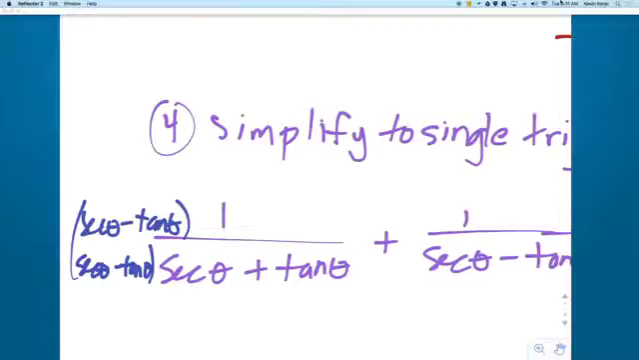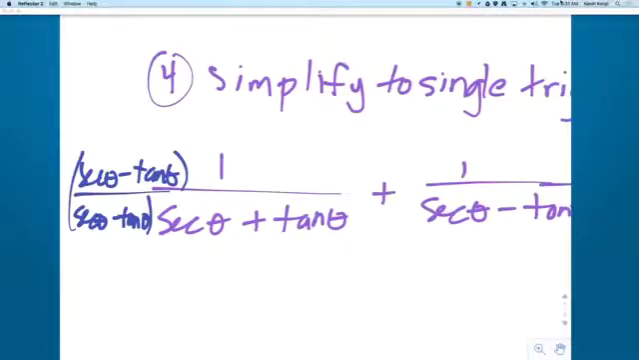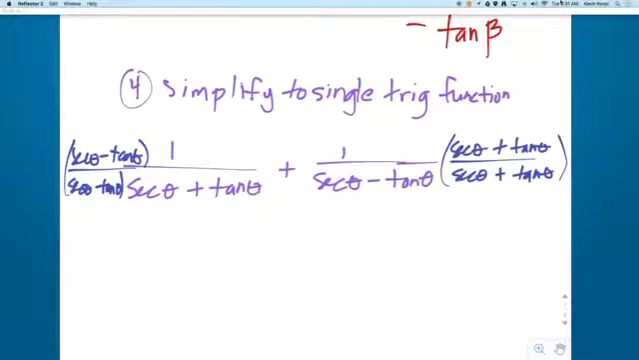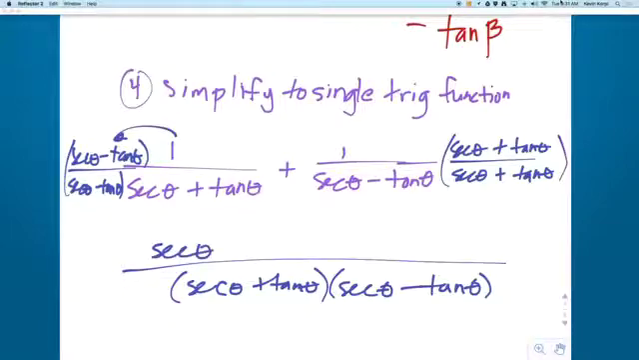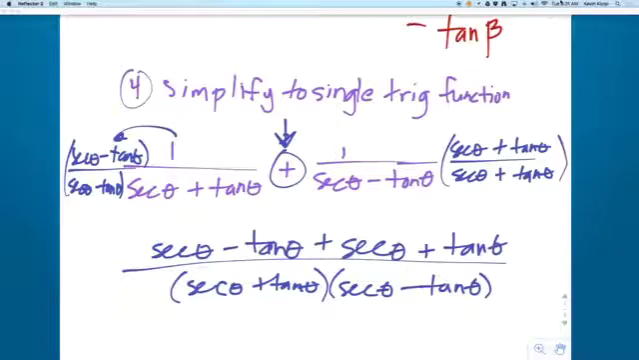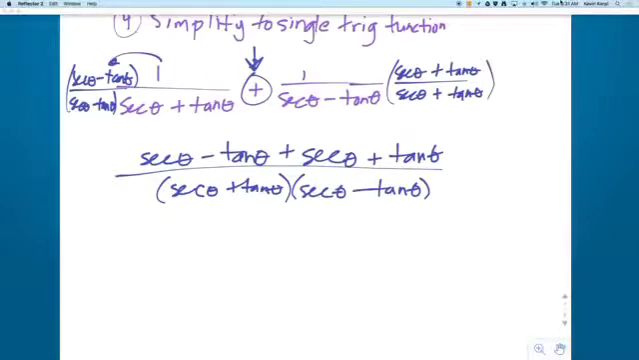Now, when you do this, don't just have them floating out there like that. Always draw the line between them or you'll lose a point for notation. Okay, so now my common denominator is their product. Secant of theta plus tangent of theta times secant of theta minus tangent of theta. And in the numerator, I can just distribute. 1 times that is just itself, so secant minus tangent. And then this is a plus, so it's not as difficult. I'm just distributing a positive 1. So plus secant of theta plus tangent of theta. Had that been a minus sign right there in the middle, I would then need to distribute it to the secant plus tangent. So now that you've gotten a single term, you're well on your way to getting a single trig function.